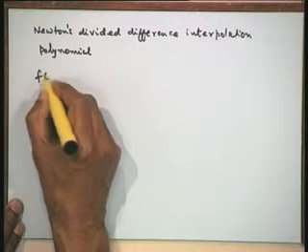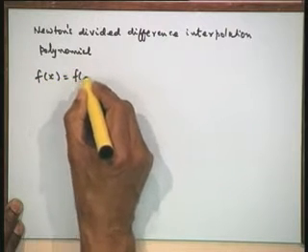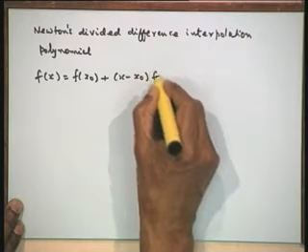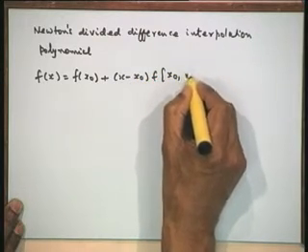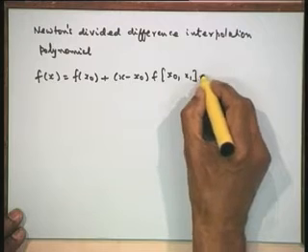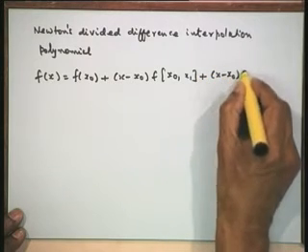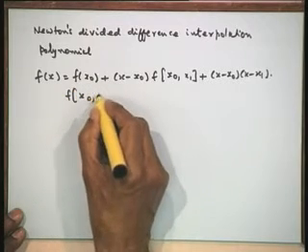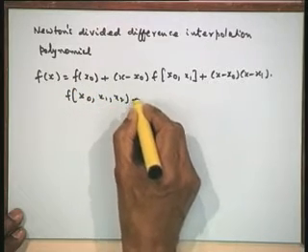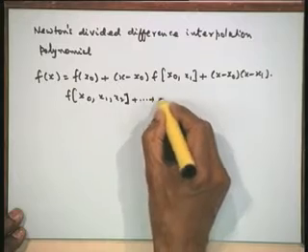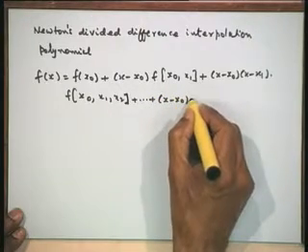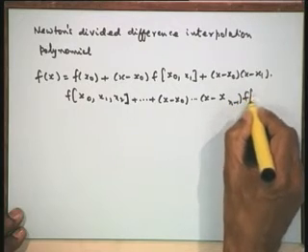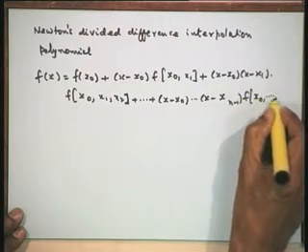We have written it as the polynomial f x is equal to f x naught plus x minus x naught into the first divided difference f x naught x 1, plus x minus x naught into x minus x 1 into the second divided difference f x naught x 1 x 2, plus so on. We have the products x minus x naught up to x minus x n minus 1 and the divided difference f x naught x 1 x 2 up to x n.